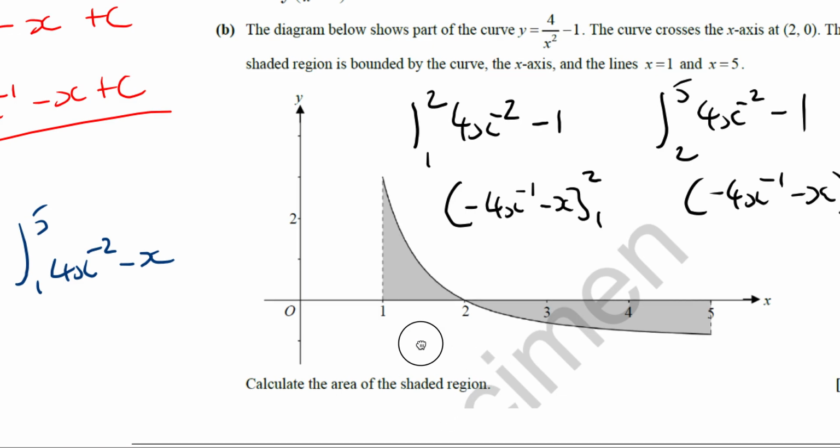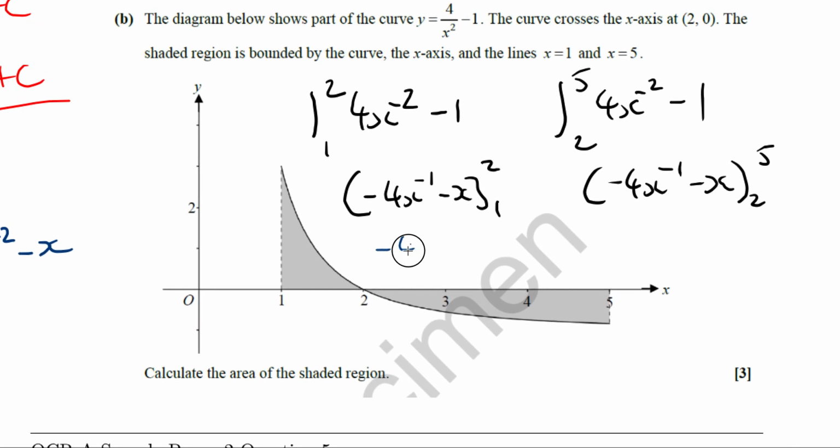So plugging this in is going to be minus 4 times 2 to the power of minus 1 minus 2, subtract minus 4 times 1 to the power of minus 1 minus 1. Plugging this in, minus 4 times 2 to the power of minus 1 minus 2 gives you negative 4. Then minus 4 minus 1, which is equal to minus 5. So it's minus 4 minus minus 5, which is equal to 1. So your first answer here is equal to 1.